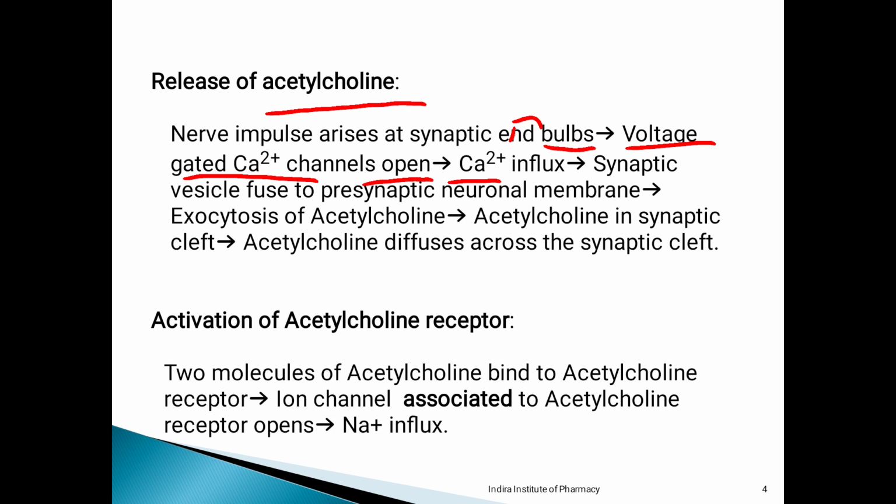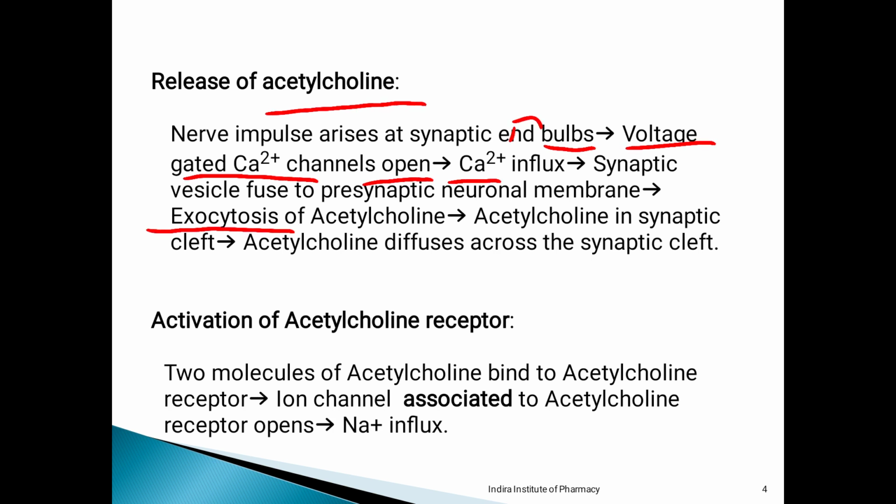It is the membrane of the synaptic end bulb, so the entire area before the postsynapse, before that synapse junction, is the presynaptic neuronal membrane. So the vesicles will fuse with that presynaptic neuronal membrane, that is the membrane of the synaptic end bulb. Once the vesicles fuse, the next step was exocytosis.